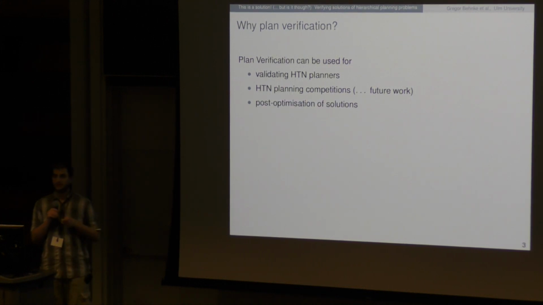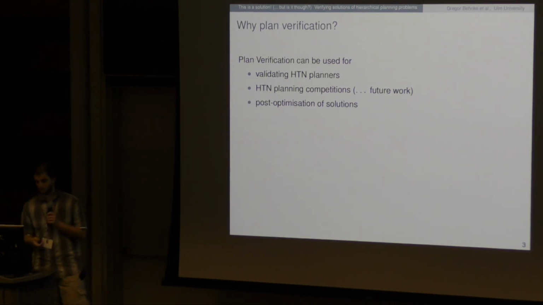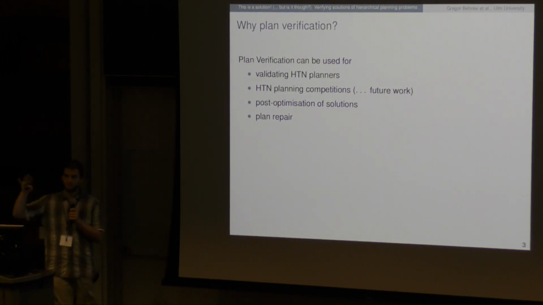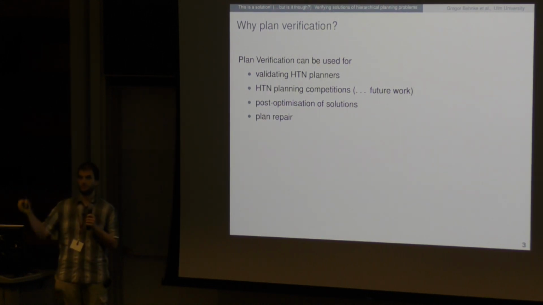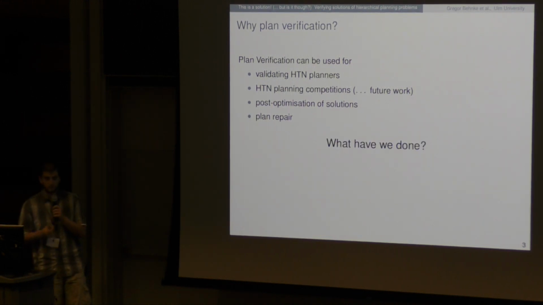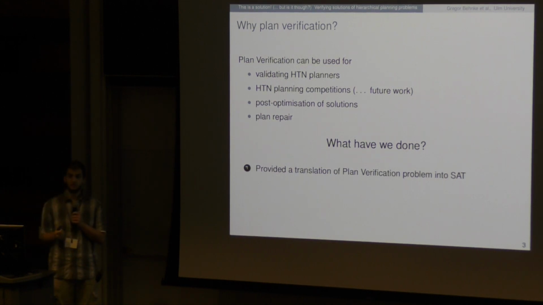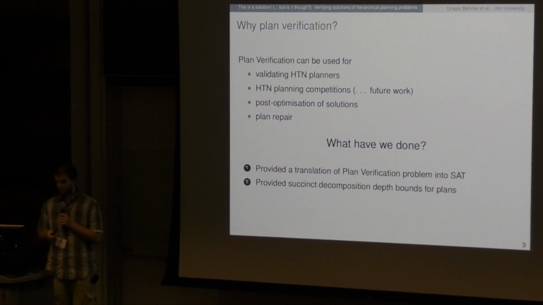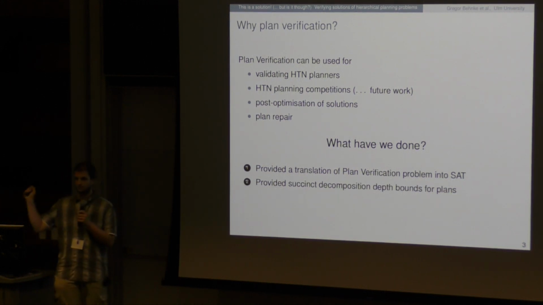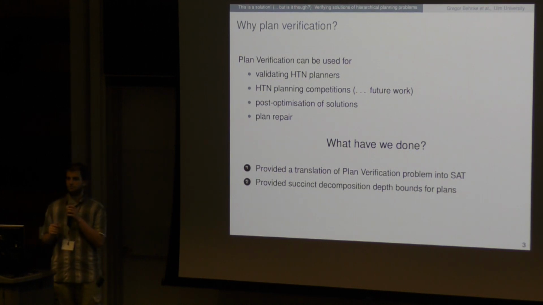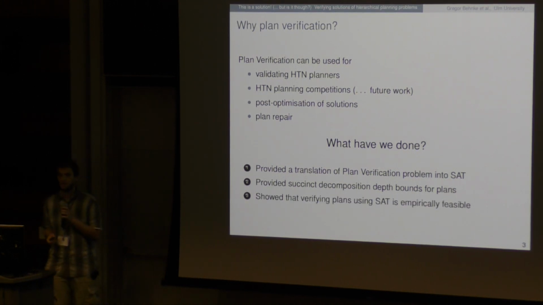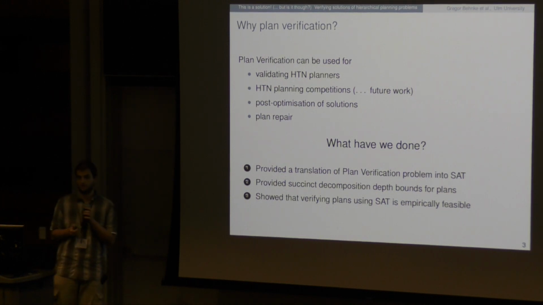And it also has applications if we want to do something like post-optimization, where we get a plan, change some of the actions, and then we have to ensure again that it is still a solution. And in a similar fashion, when we want to do things like plan repair, something goes wrong, we change the plan and again have to ensure that it is a solution. So what have we done in the paper? Well, we provided a translation of the NP-complete plan verification problem into SAT. This translation needs a bound in the formula construction. We provided succinct means to compute the bound, and we showed that the translation is actually usable in practice.